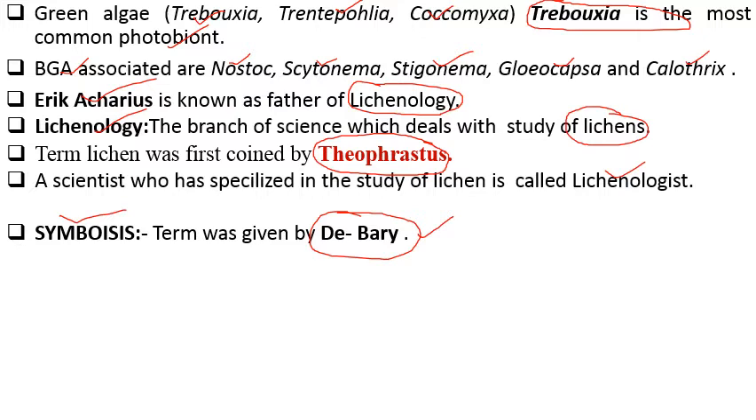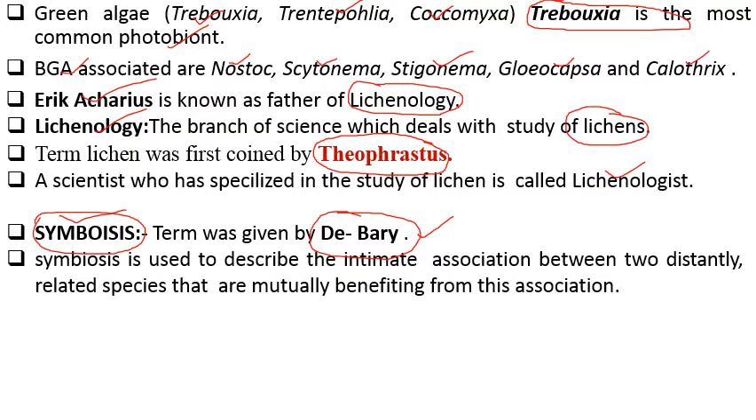In case of lichens, the algal partner helps in photosynthesis, and the fungal partner helps in absorption, and they both live together, and therefore this type of relationship is called symbiosis, and also mutualism.